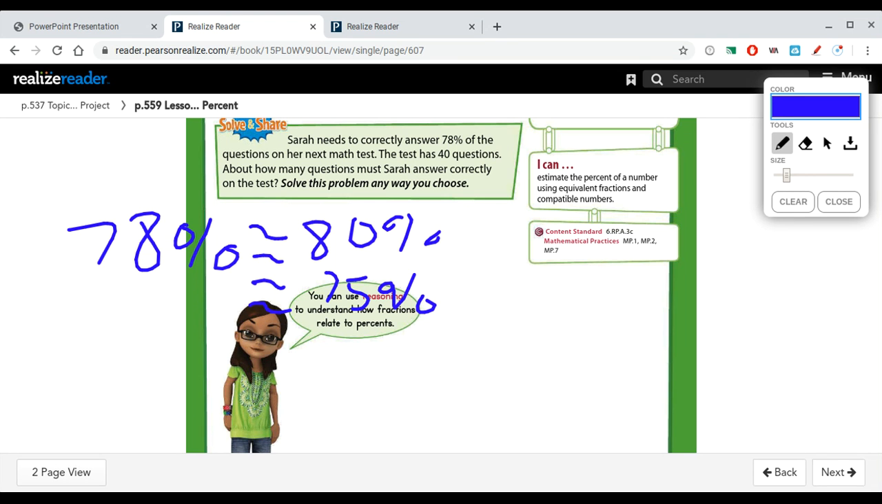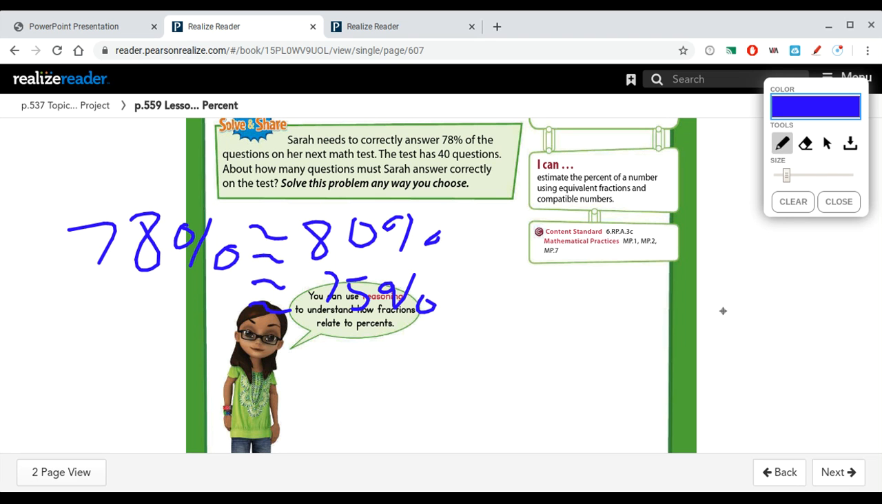So 78 is going to be approximately 80%, and 78 is going to be approximately 75%. I'm actually going to go with the lower estimation because she needs to correctly answer 78%. So I want a lower estimate rather than a higher estimate, because if she gets 75%, she has a better shot of getting that 78%. But you could use 80. Either one of those isn't going to matter. You choose the one that best fits the problem.